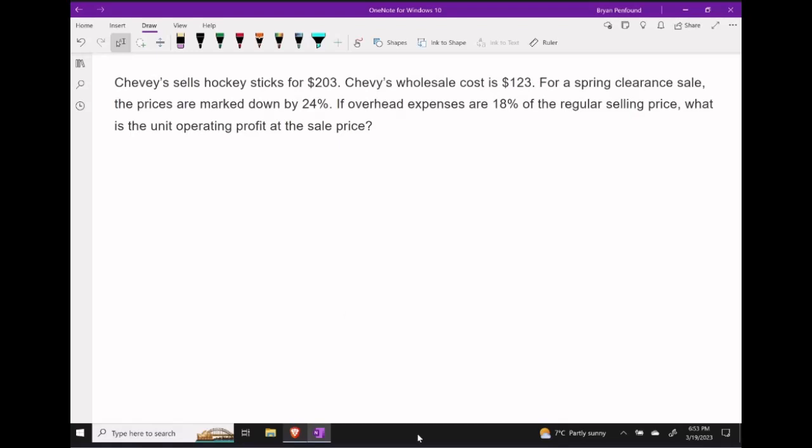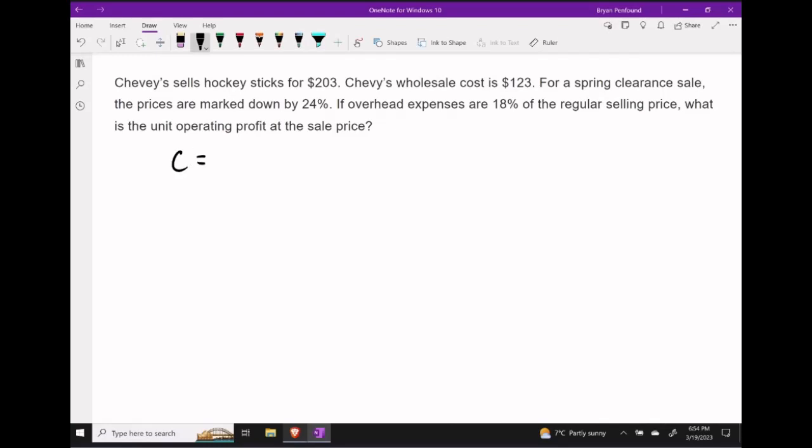Let's suppose that Chevy's sells hockey sticks for $203. The wholesale cost for the store is actually $123 though. For a spring clearance sale, prices are marked down by 24%. If overhead expenses are 18% of the regular selling price, let's try to determine the profit that we obtain per stick at the sale or clearance price.